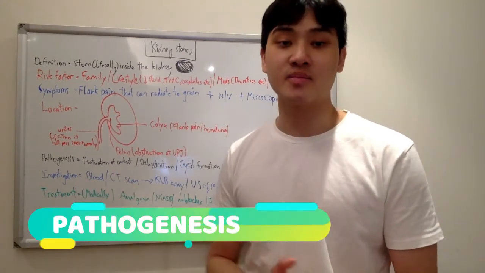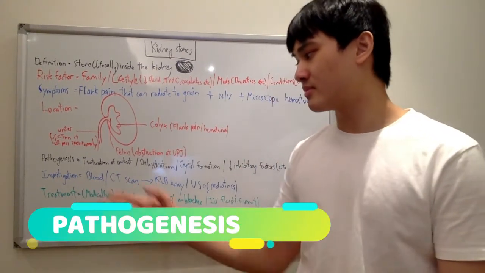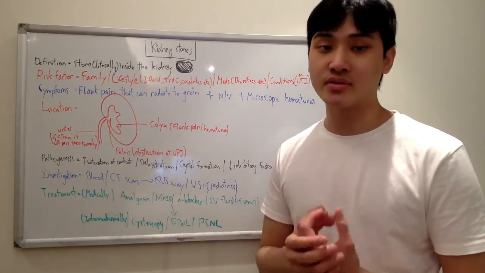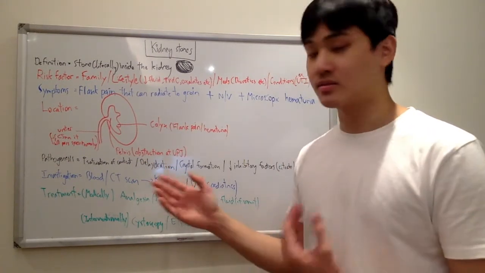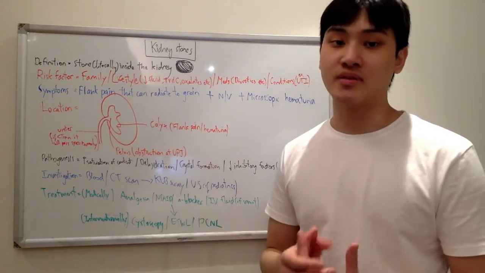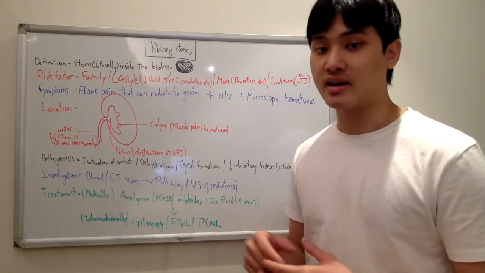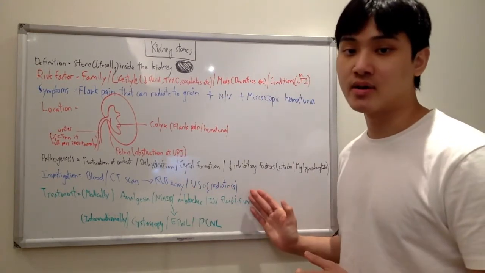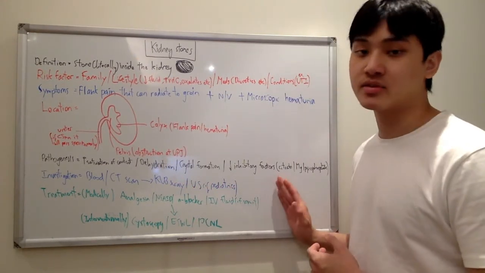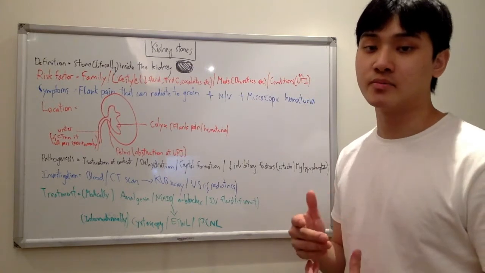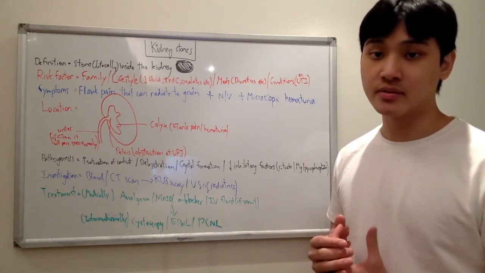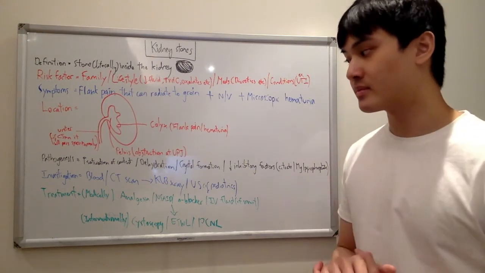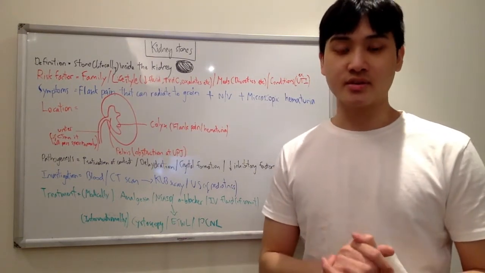Pathogenesis, how it comes about. Because of high saturation of the content, depending on the type of stones that you have, also dehydration, so not enough fluids running through your body, and crystal formations. Or you can have low inhibitory factors like citrates, which usually help with the solubility of the stones, and magnesium and pyrophosphate.